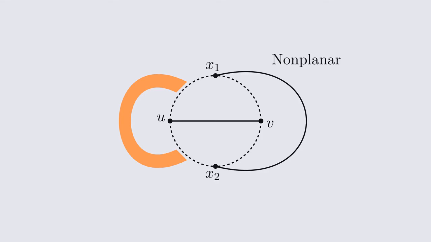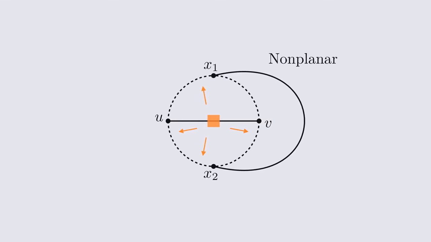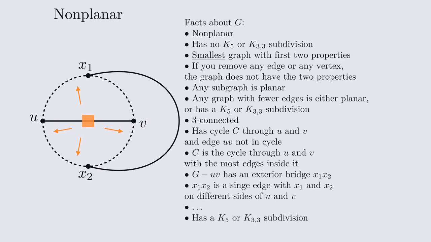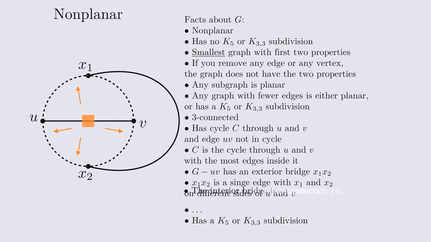So in summary, we know that whatever kind of interior structure is inside C, it must intersect C in points on either side of U and V and points on either side of x1 and x2, the points of intersection of the exterior edge with the cycle. It might not seem like it, but we're actually close to proving the theorem. It's just simple casework from here.